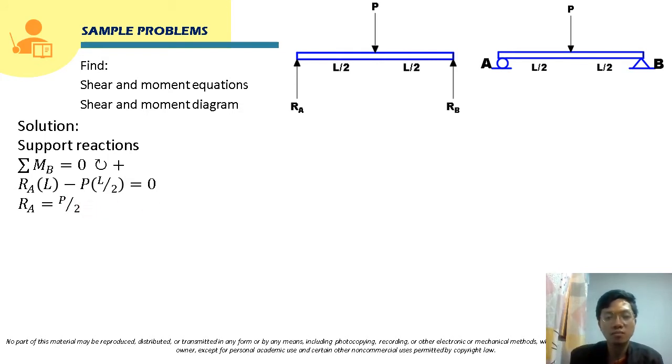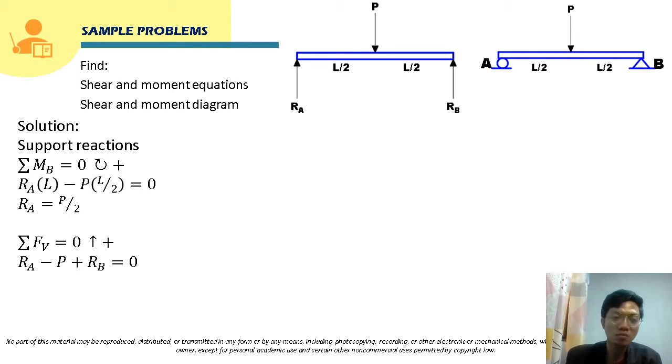Now for R sub B, we can just sum up vertical forces here, with upward forces as positive for our convention. So this will be R sub A minus P plus R sub B is equal to 0. We just substitute the value of R sub A that we solved already. So this will be P over 2 minus P plus R sub B is equal to 0. So solving for R sub B, P over 2 minus P is actually negative P over 2, and we just transpose it to the other side.